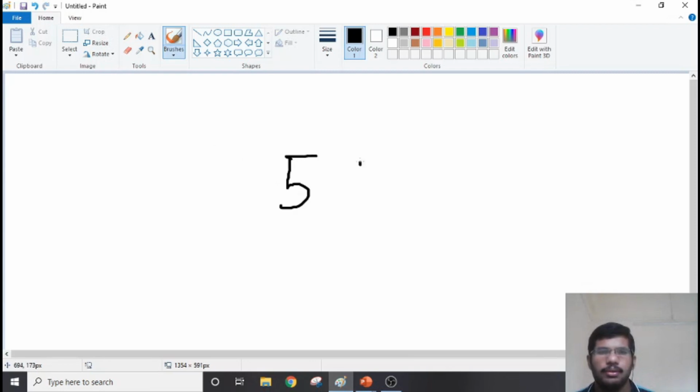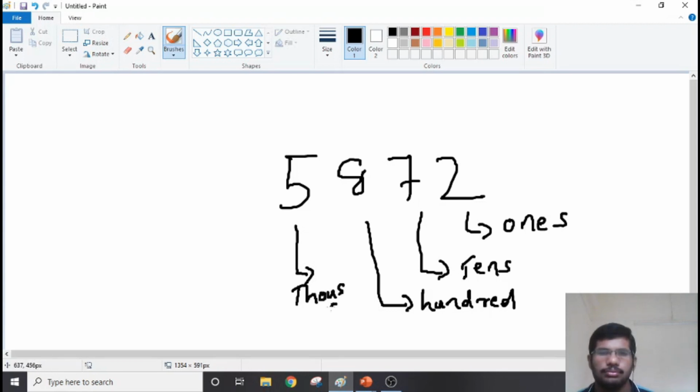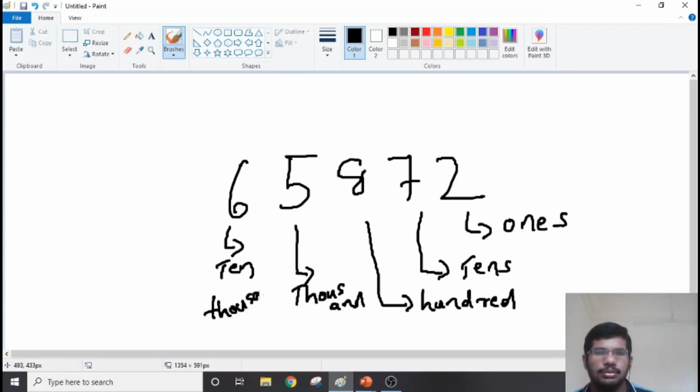For example, in 5872, 2 stands at the ones place, 7 at tens, 8 at hundreds, and 5 at thousands. So if you have one more digit, suppose 6, it is placed at the 10,000 value. So yesterday we learned place values.